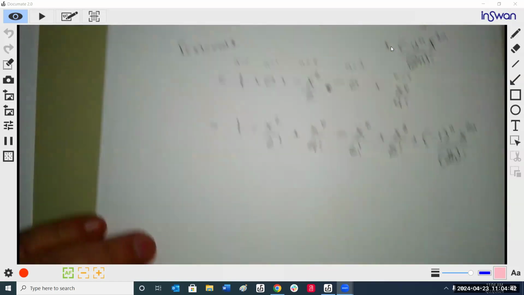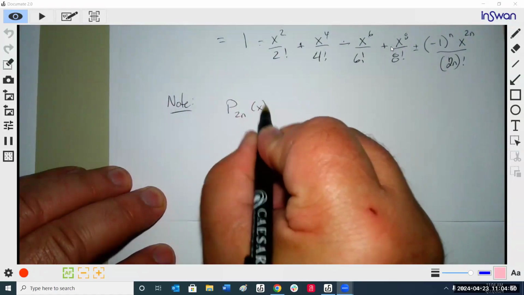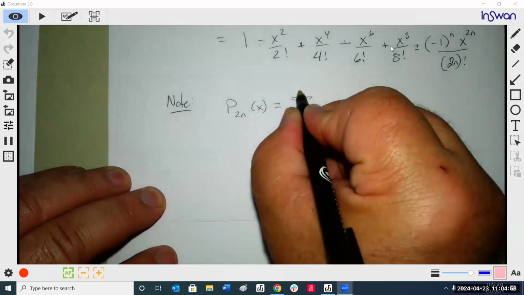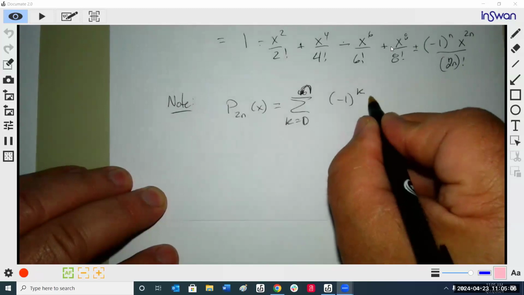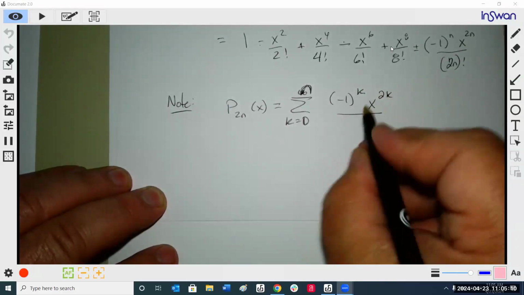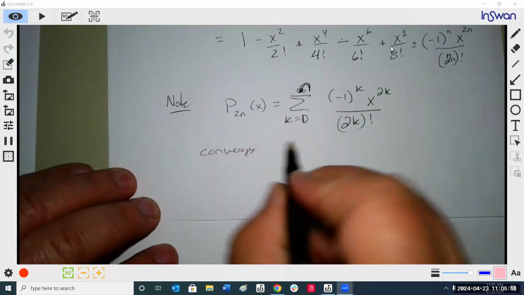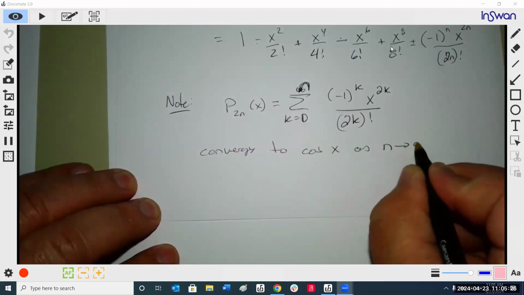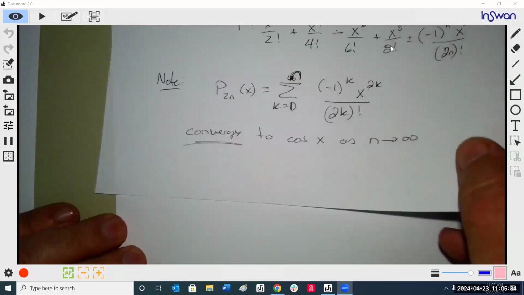Oh, let me go over here. Note. These Taylor polynomials from 0 to infinity, polynomials go to n, it converges to cosine x as our n goes to infinity, because the function will always have that one value in it.